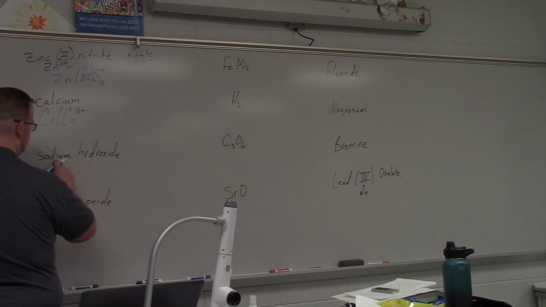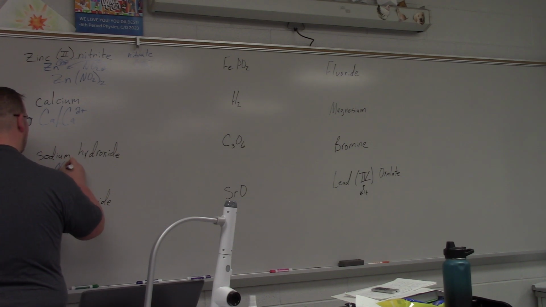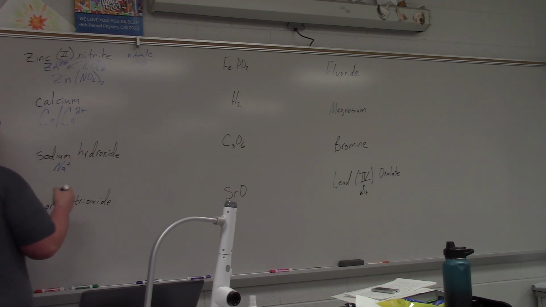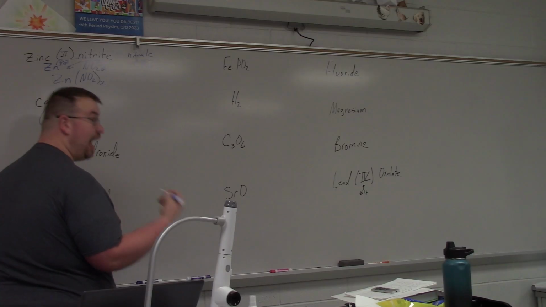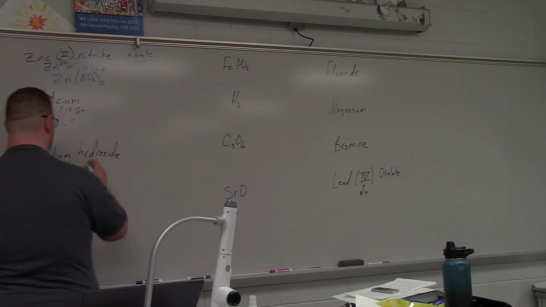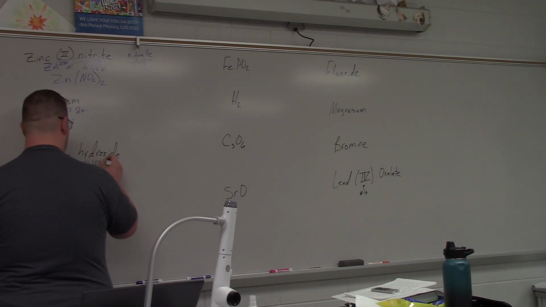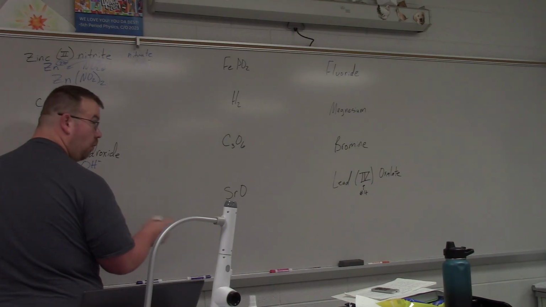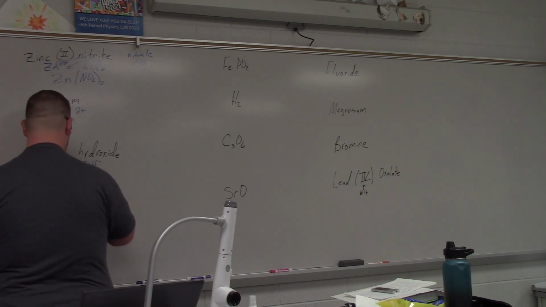Sodium hydroxide. So sodium's Na, comes from the first column, so has a +1 charge. Hydroxide is a polyatomic ion. So hydroxide is OH negative. It's a 1-to-1 ratio, which means NaOH.